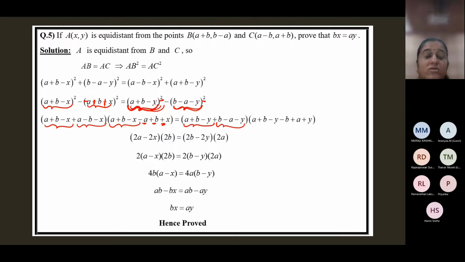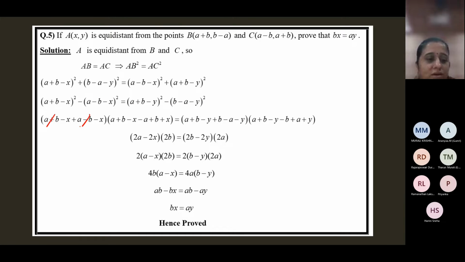So this is A. Oh, sorry, X minus Y. So A plus B minus Y. X minus Y. Change the signs. Minus B plus A plus Y. Because A minus B or X minus Y. That's all. You're done. Now what happens?